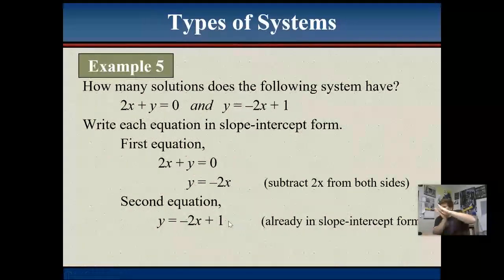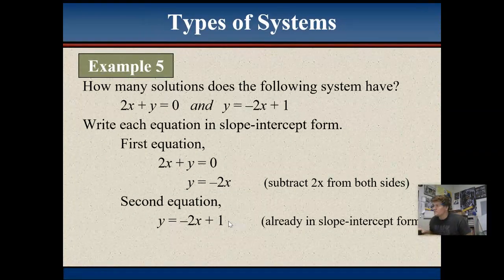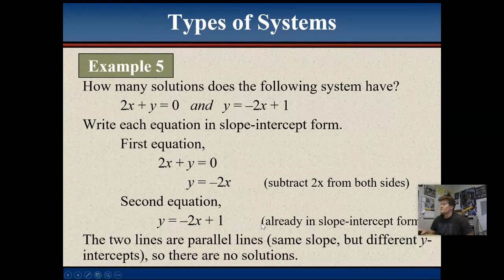So they have the exact same slope, but they're not the same line. Guys, these things are never going to intersect. They are never going to hit each other. Because of that, there are no solutions. There is not any combination of X and Y that you could plug in to make this thing true.